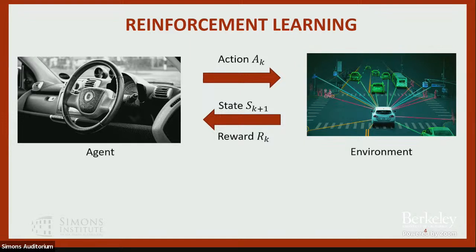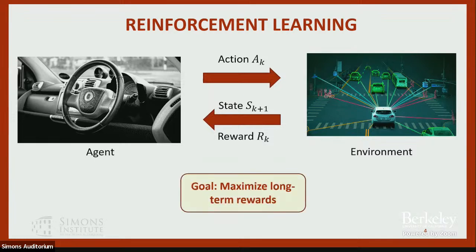There's typically an agent, and there's an environment which represents the state around the agent. The agent interacts with this environment by taking an action at each time. The environment responds in 2 ways: it moves to a new state and it gives a reward. The goal of the agent is to maximize long-term rewards. This is the classical Markov decision process model, which is used extensively in various engineering problems.